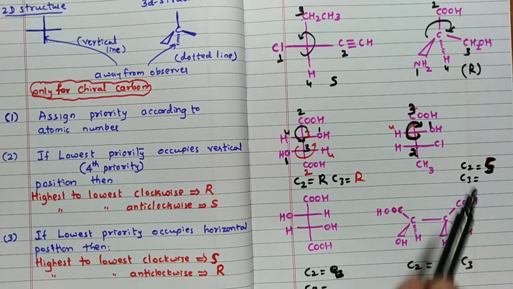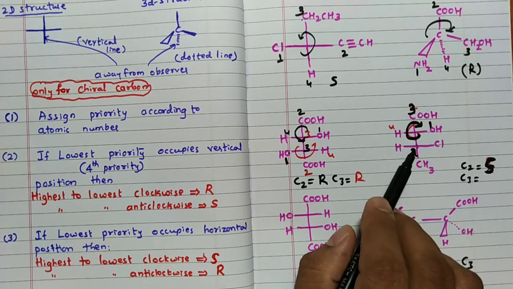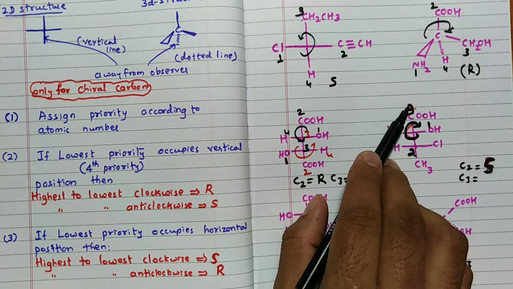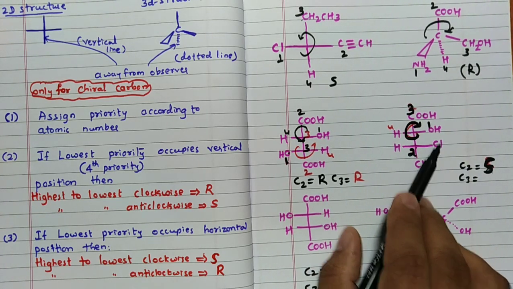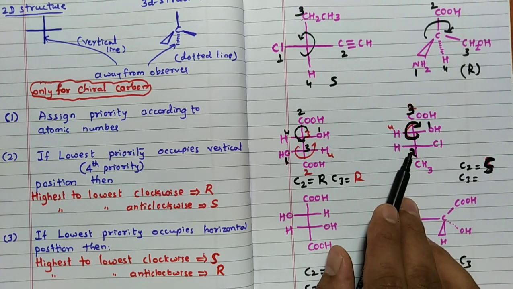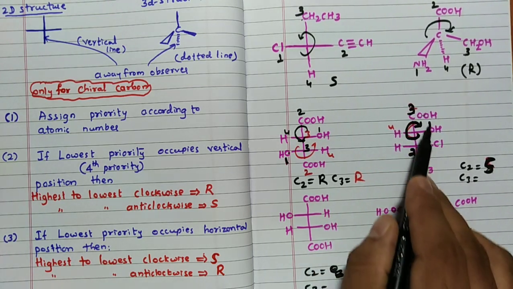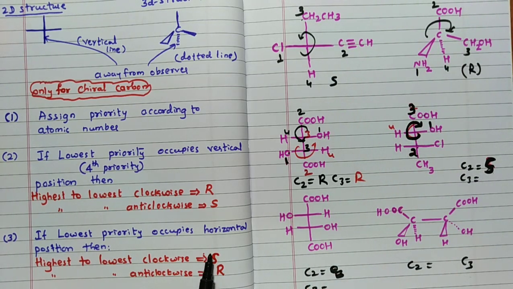This mistake you will make in the exam, so please see carefully. What is the mistake you have made? For the second priority you have written this one, and I had written this one. That is my mistake. But second priority is this one, because here Cl is attached, here oxygen is attached. Which one has the higher atomic number? Cl. Hence you have to consider it as second priority. Third priority. So 1, 2, 3 like this, clockwise, with the lowest priority in horizontal position.